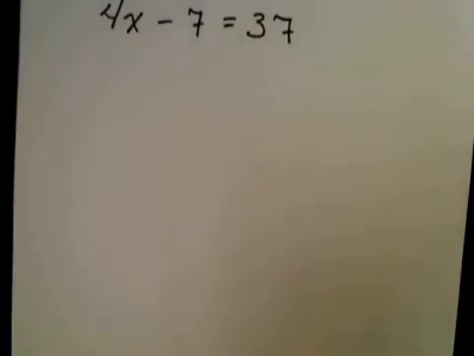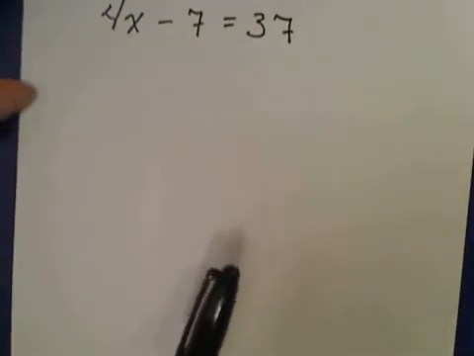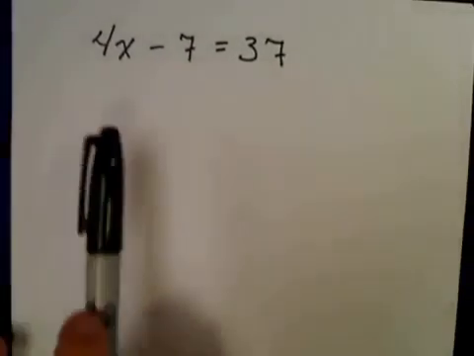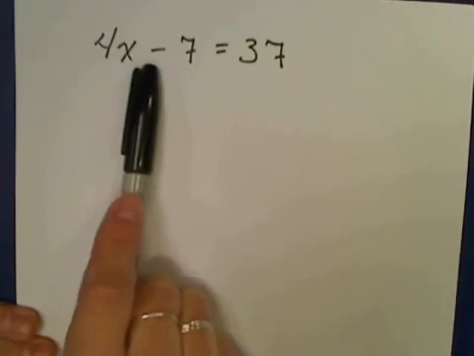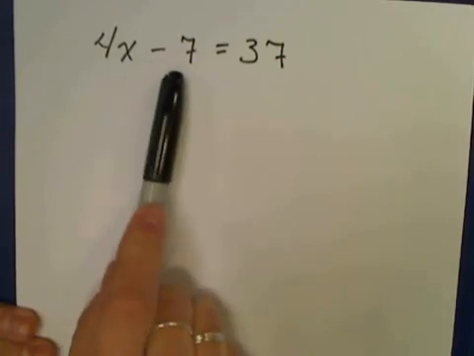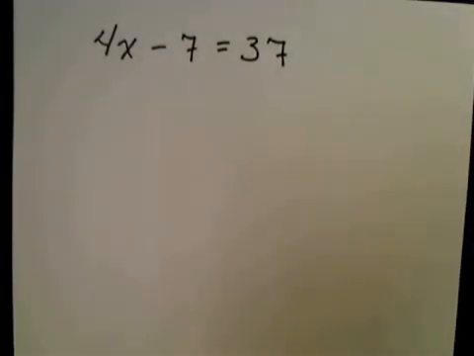Now you can see that on the left side we have 2 operations. Let's move that down a little bit for you. We have 4 times x, so multiplication, and we have subtraction. So there's 2 operations here, and that's why we call this a two-step problem.